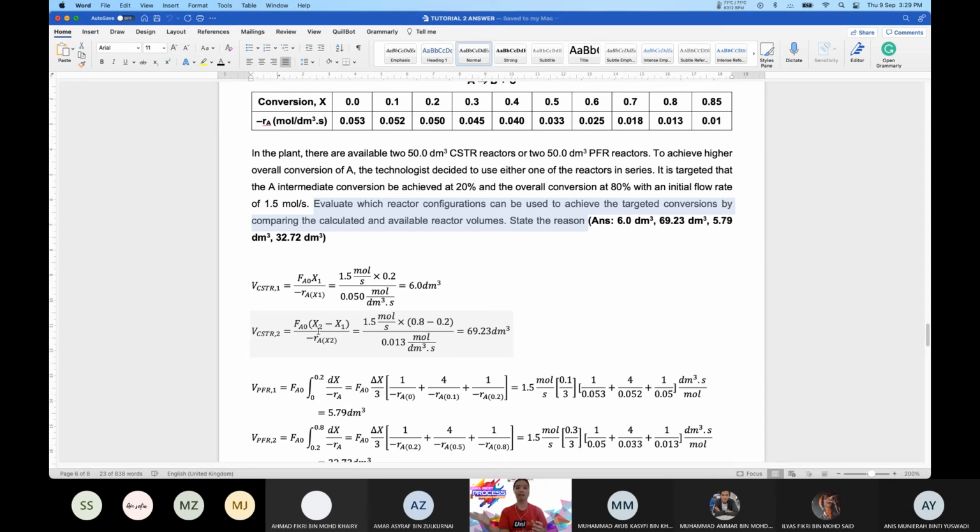FA0 is directly given as 1.5. X1 is 0.2, as already stated in the boundary. So when my X is 0.2, minus RA is 0.050. Make sure that when you look at the table, you remember the minus RA value depends on the X that we want. If we want X 0.2, we look at X 0.2, minus RA is 0.050. So you will replace, and you will get the volume 6 dm3. It means the minimum reactor volume required to achieve 20% conversion is only 6 dm3.